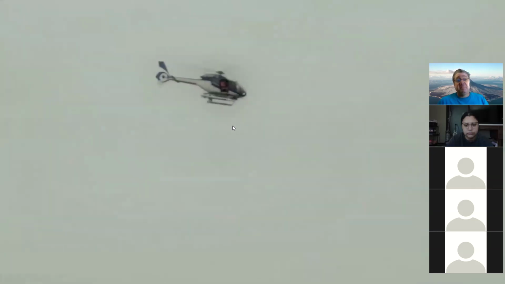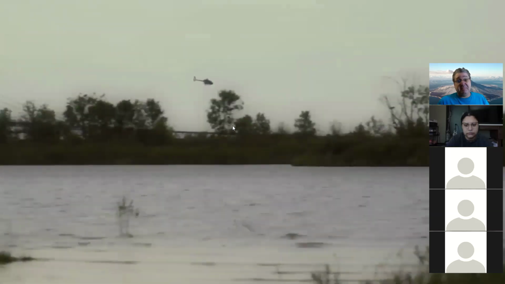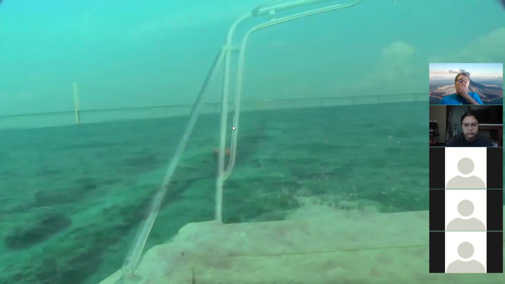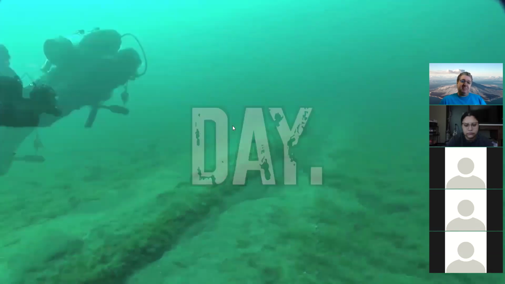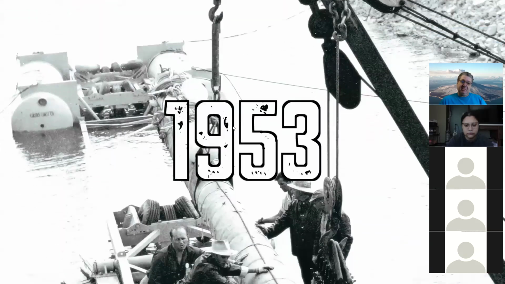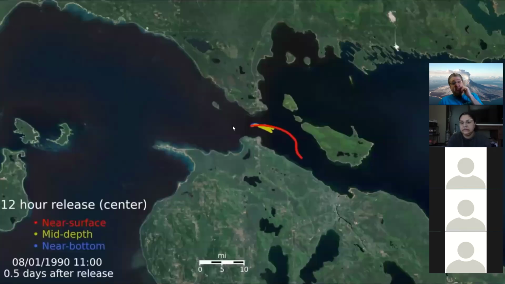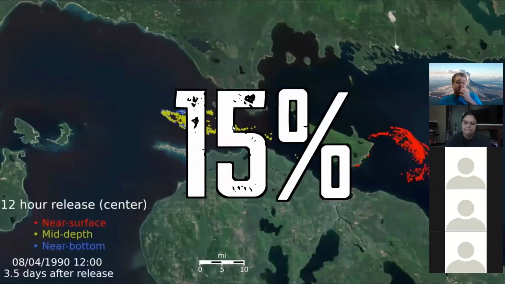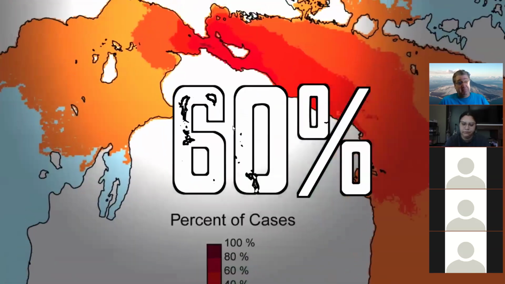2 miles west of the Mackinac Bridge resides another of Enbridge's oil transportation systems. Twin pipelines move 23 million gallons of oil a day. As if that fact alone is not frightening enough, the pipeline was built in 1953, making it nearly 65 years old. A potential spill would contaminate 15% of Lake Michigan's open water and 60% of Lake Huron's.